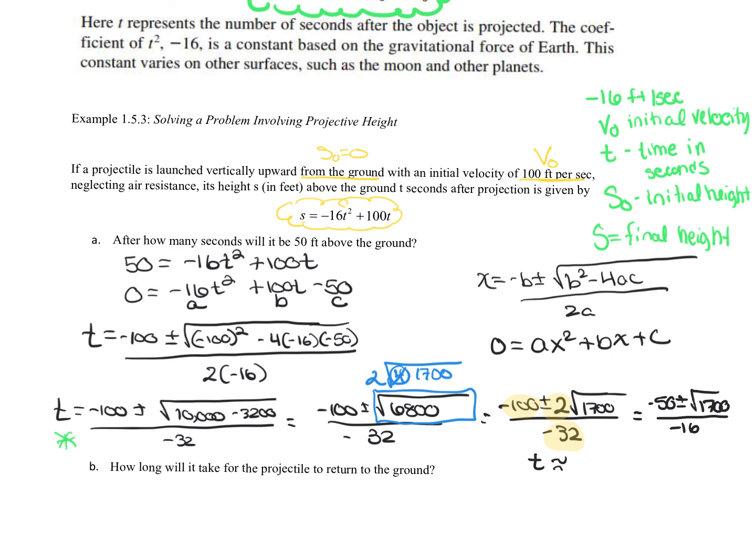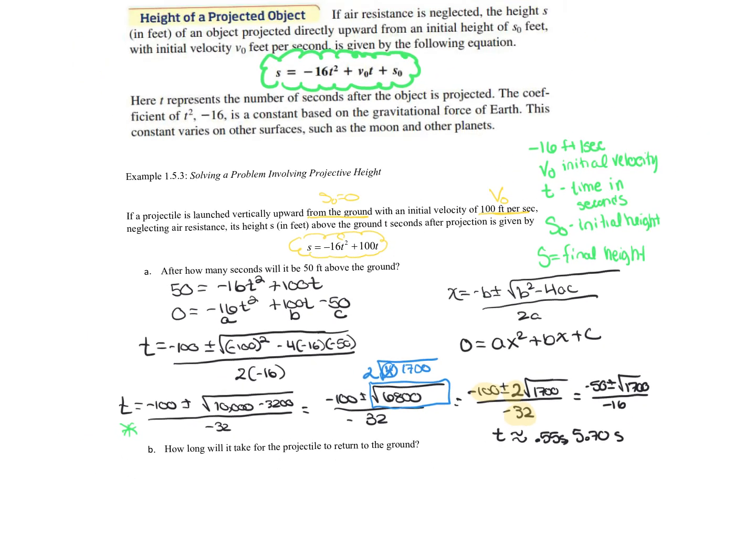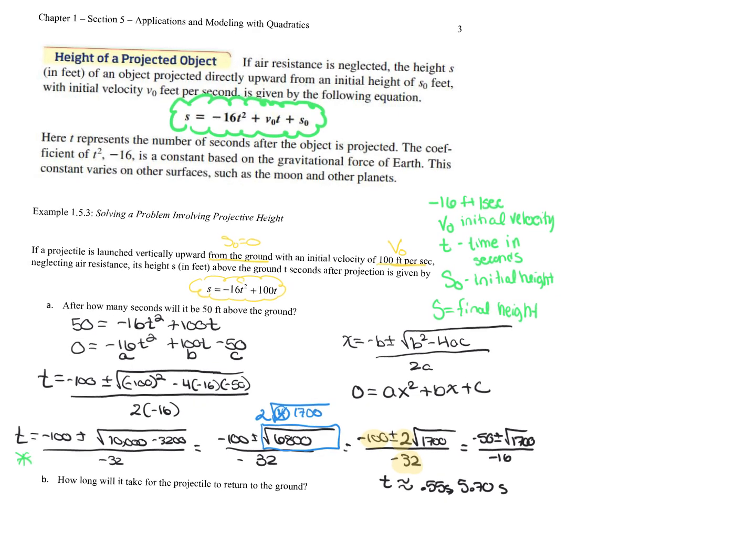You should get t is approximately 0.55, comma, 5.70, and they're both seconds. So this happens twice, and if you think about it for a second, projectile motion. I launch something up in the air and it comes back down. So right away at 0.55 seconds, it's at this height of 50. And then at 5.7 seconds, back at that same height again. So I have 2 answers. Let's go do letter B.